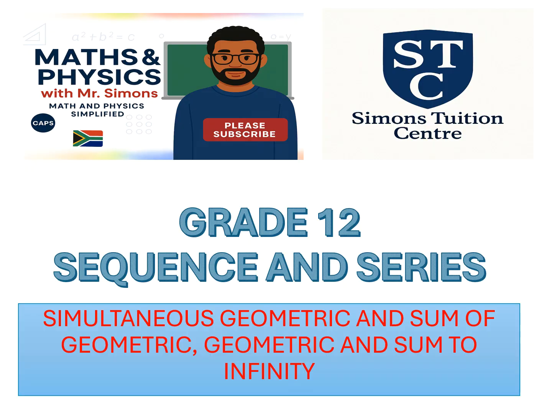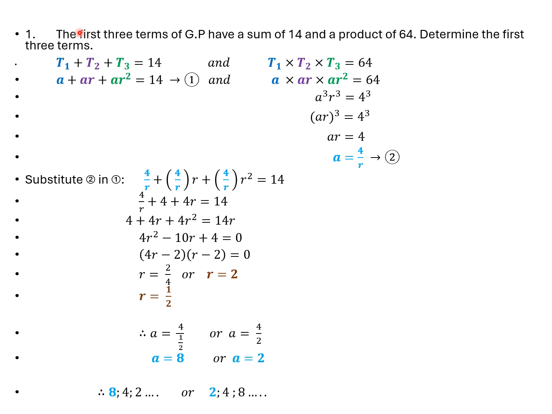Say the first three terms of a geometric progression have a sum of 14 and a product of 64. So if we add them together, they add up to 14, but if we multiply them, they give us 64. Determine the first three terms. So term 1 plus term 2 plus term 3 equals 14. Product: term 1 times term 2 times term 3 equals 64.